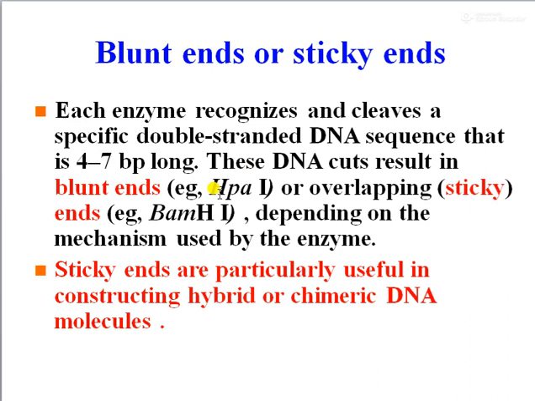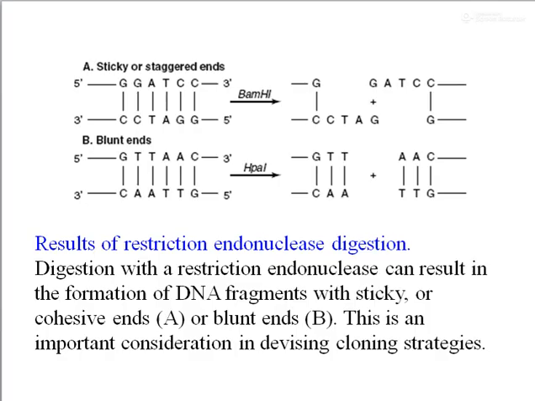You can obtain two different kinds of ends after restriction endonuclease digestion. Either you can have blunt ends, which are not overlapping, or sometimes you can get sticky ends also. The sticky ends are particularly useful in constructing recombinant DNA. Now, this is when you cut with BamHI. These form sticky ends here. See, GA, these two sequences are sticky to each other. But when you cut with HpaI, you can see that it gives just a blunt cut over here. So these are the results of restriction endonuclease digestion.